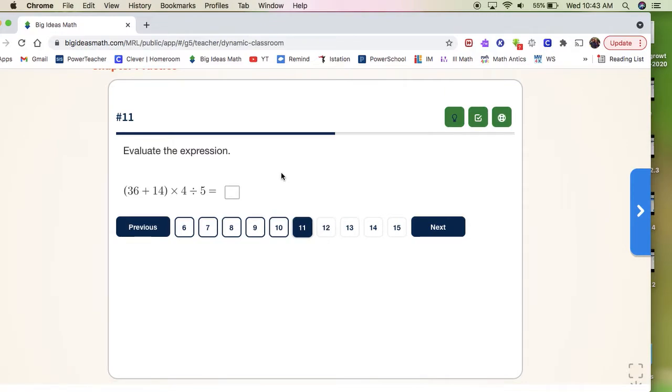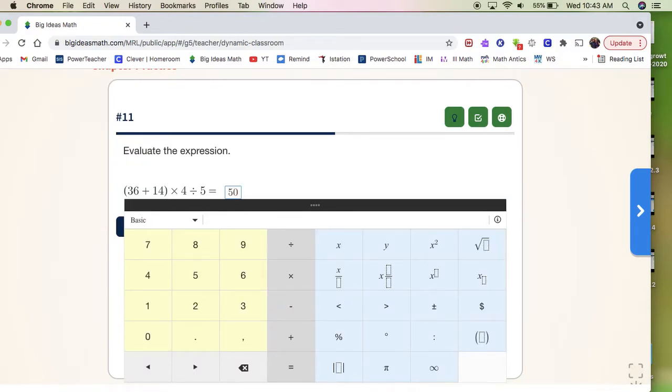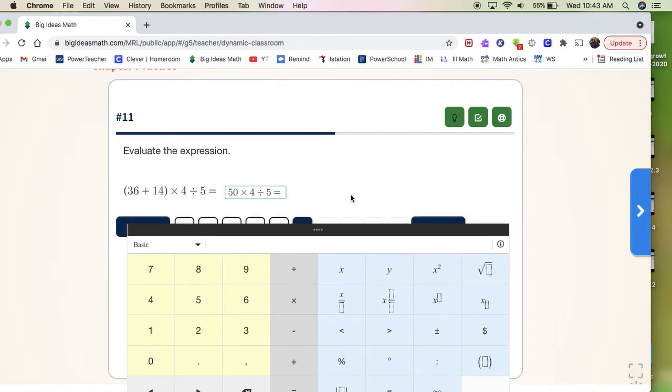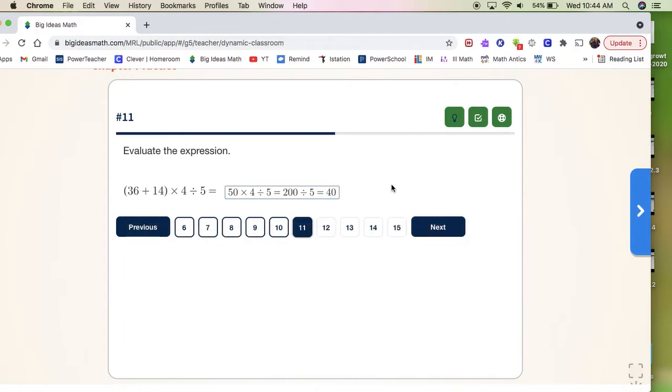Number 11, parentheses first. All right, we know that. So we've got 36 plus 14, that is 50. So I've taken care of the parentheses, and I've got 50 times 4 divided by 5. Okay. So I've got multiplication and division. They're equal in importance. I'm going to just go left to right. So that means I'm going to do 50 times 4 first, which is 200. So 200 divided by 5 equals 40. All right, that's the front. Let's move on to page 80.